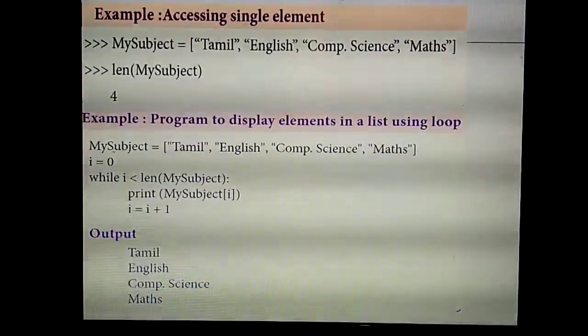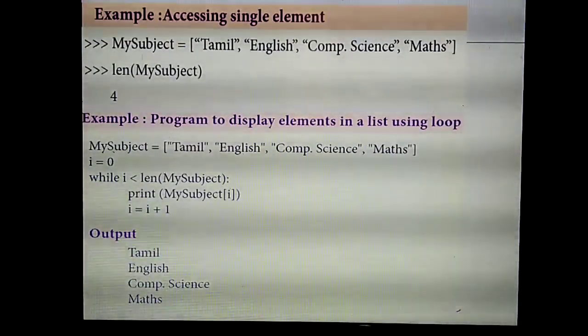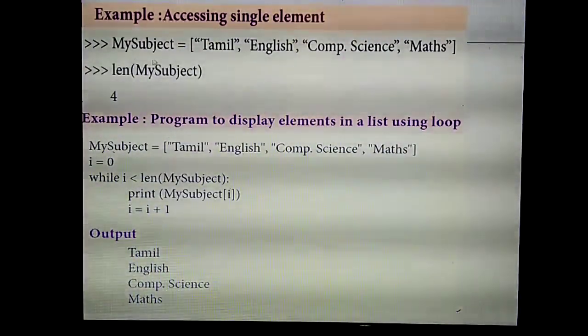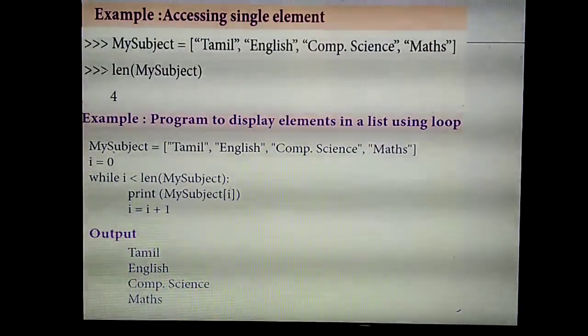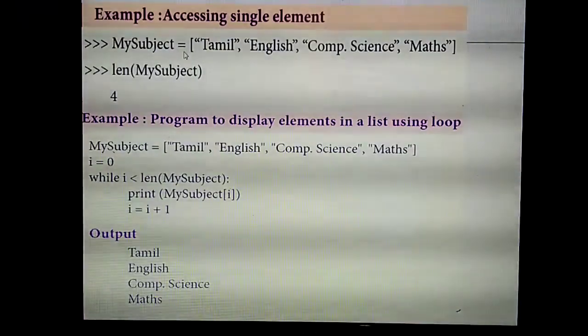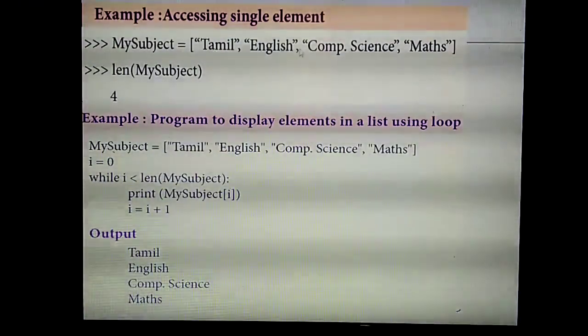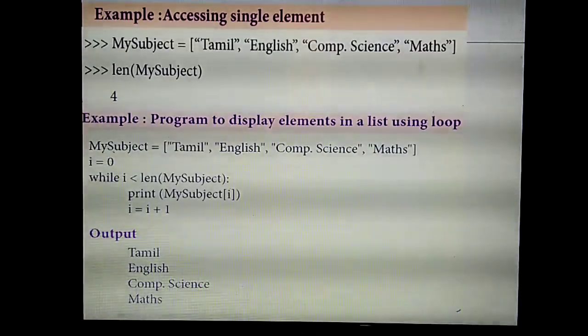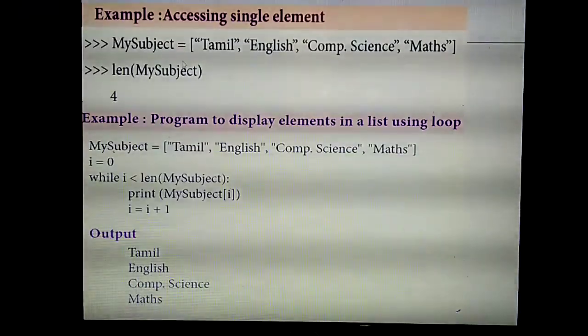Understand? See this example. What's the name of the list here? My subject. That is the list variable. Inside this list, how many elements have you stored? 1, 2, 3 and 4: Tamil, English, Computer Science, Maths. Likewise, 4 elements you have stored inside the list.